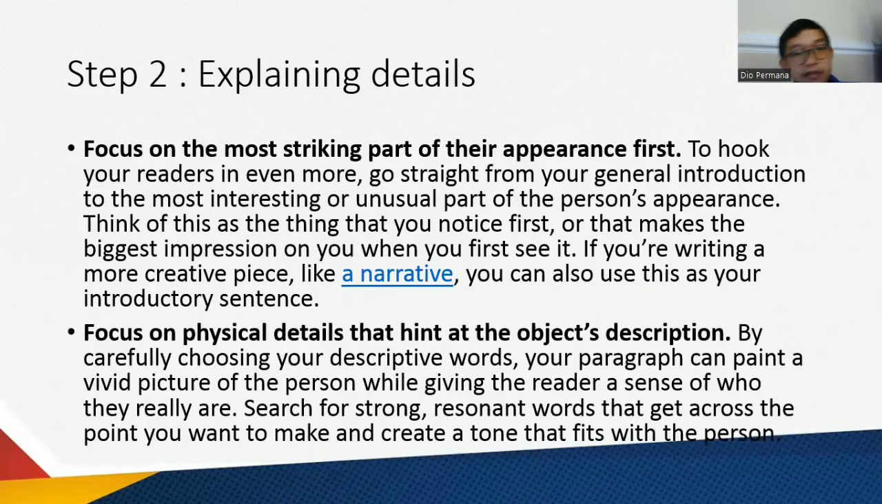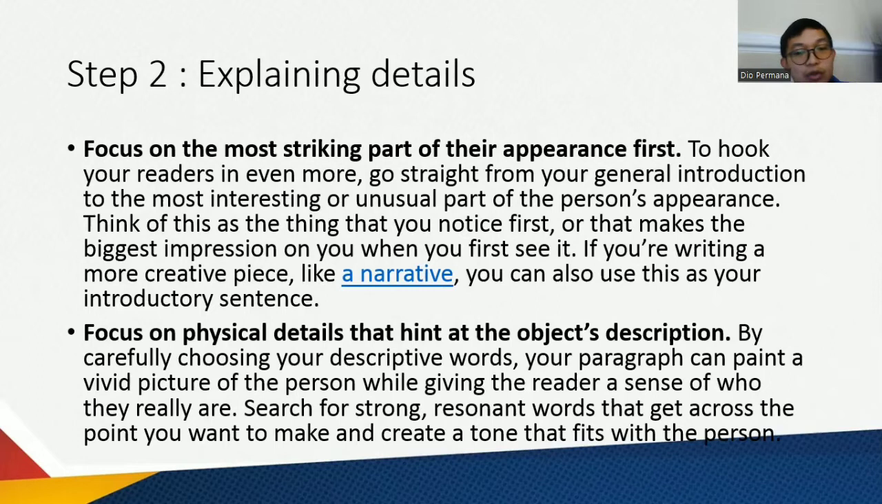Yeah. And then step two, we have explaining detail. In explaining detail, you should focus on the most striking part of the appearance first. Yeah. To hook your reader in even more, go right from your general introduction to the most interesting or unusual part of the person. So when you explaining a person, when you explaining a place, yeah, you should focus what is the uniqueness, yeah, what is the special about your object. Start with it, and then you can follow by the general one, and then focus on the physical detail.